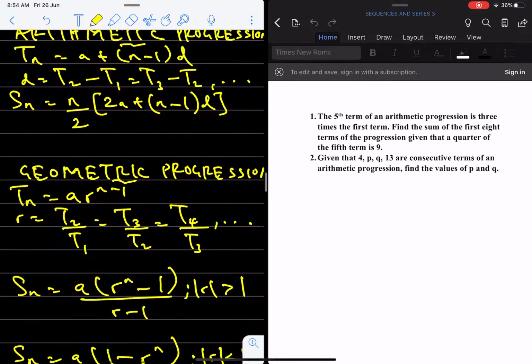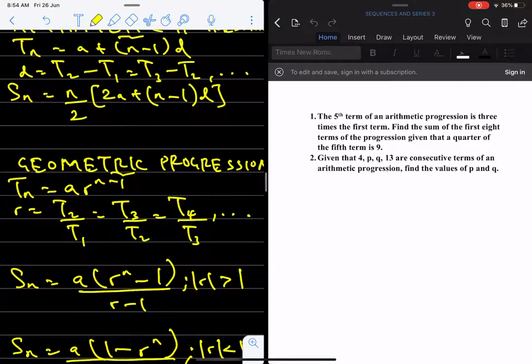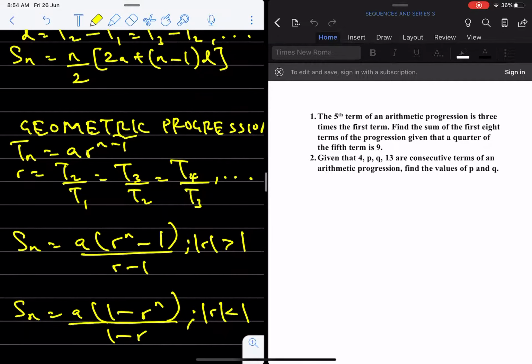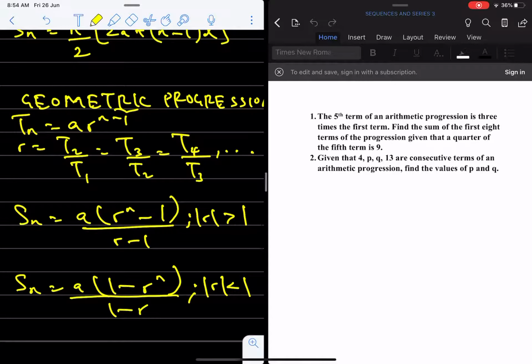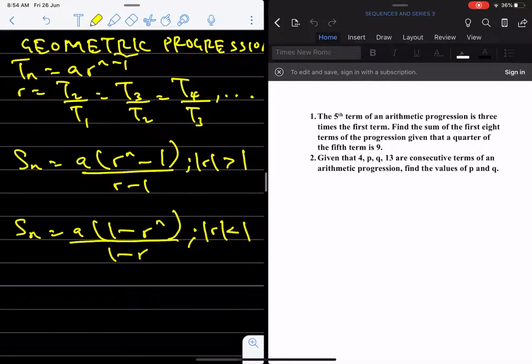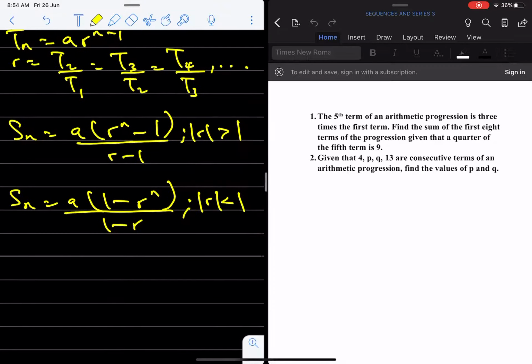Now for geometric progression, the nth term is given by Tn equals ar raised to n minus 1, where r is a common ratio and it's the ratio of a term to the one immediately preceding it. So it could be T2 over T1, T3 over T2, T4 over T3, and in that fashion continuously. Now, the sum of n terms of a GP is given by a into (r raised to n minus 1) over (r minus 1), where the absolute value of r is greater than 1, and it is a into (1 minus r raised to n) over (1 minus r), where the absolute value of r is less than 1.